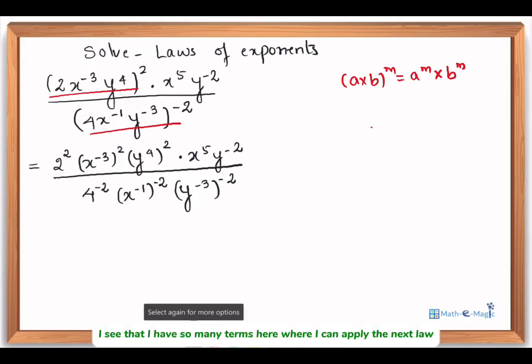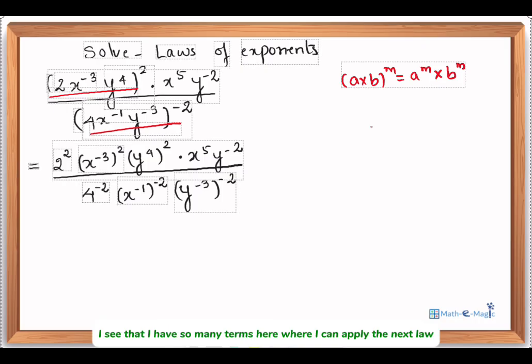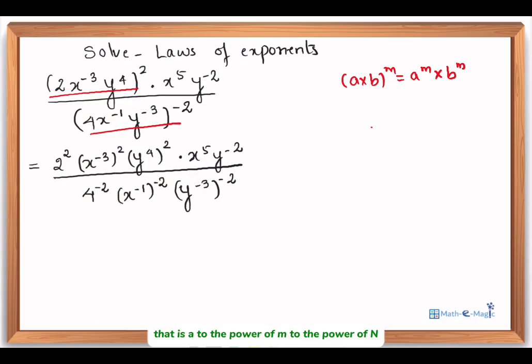Now I see that I have so many terms here where I can apply the next law, that is a to the power of m to the power of n is a to the power of m times n. That is, if we have a number that is raised to a power and the entire number is raised to another power, we can multiply the powers.